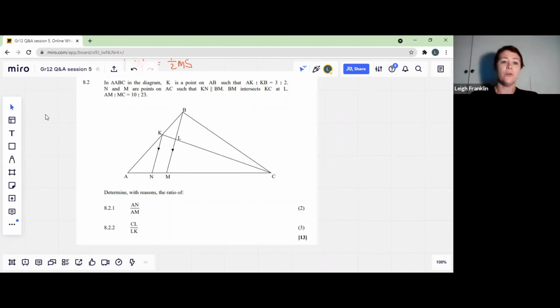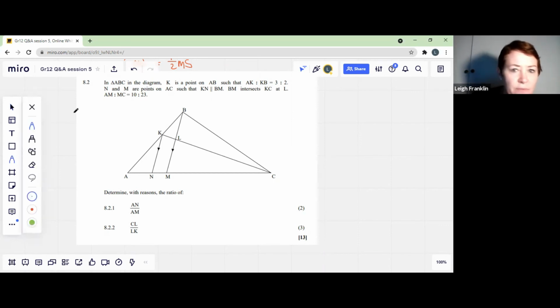Okay, so they tell us in triangle ABC, K is a point on AB such that AK is to KB is 3:2. So let's put that in straight away. So they've given us a ratio. So 3:2. And what we could do is call that 3x and we could call that 2x because we don't actually know the length of line AB.